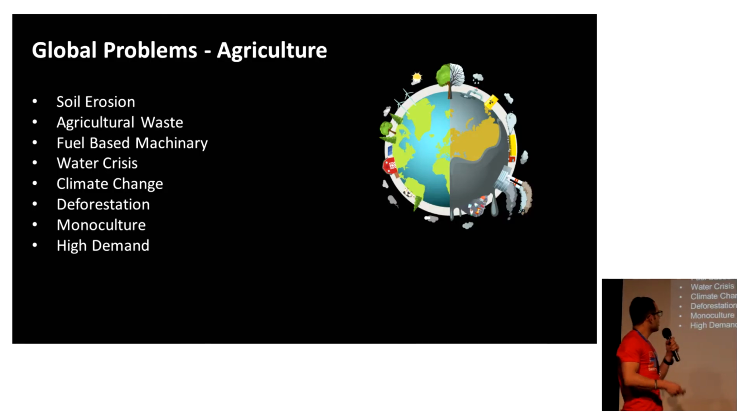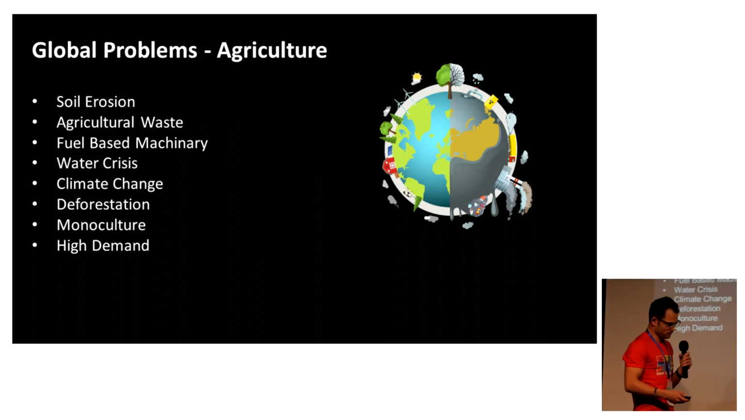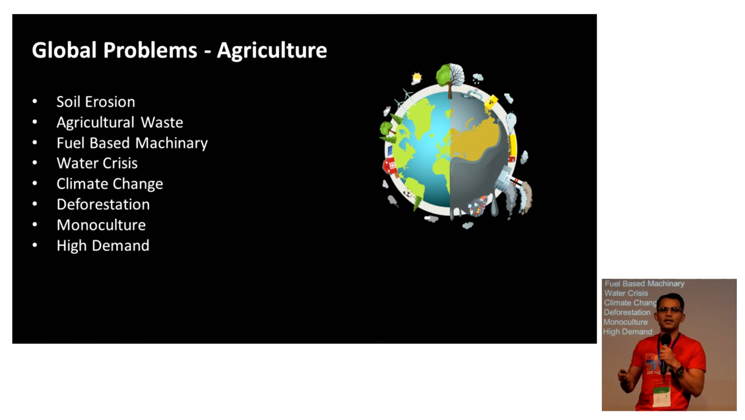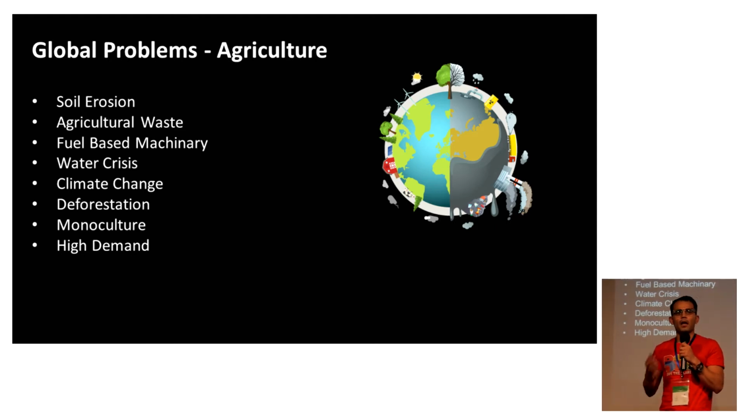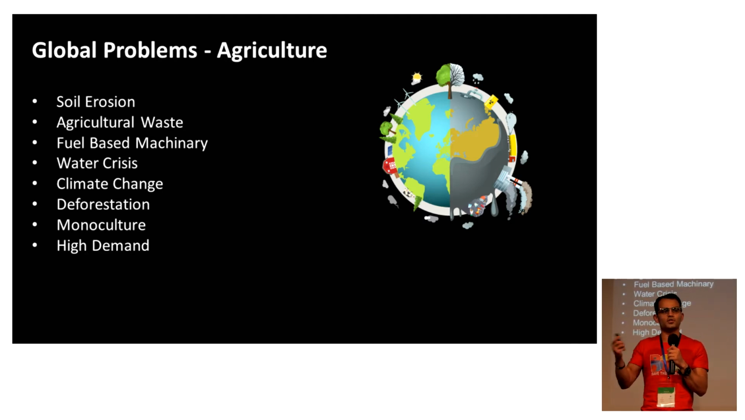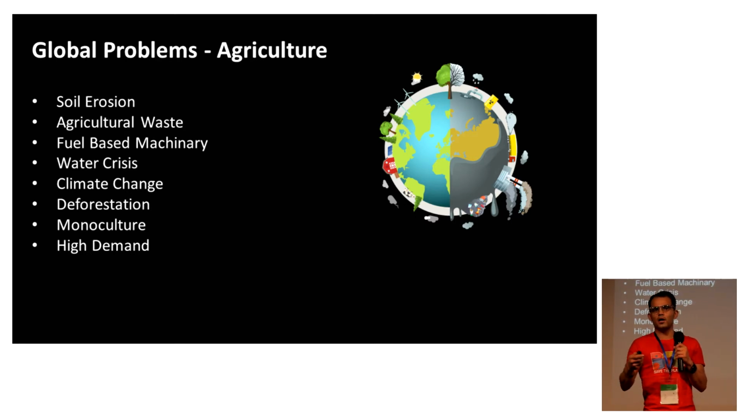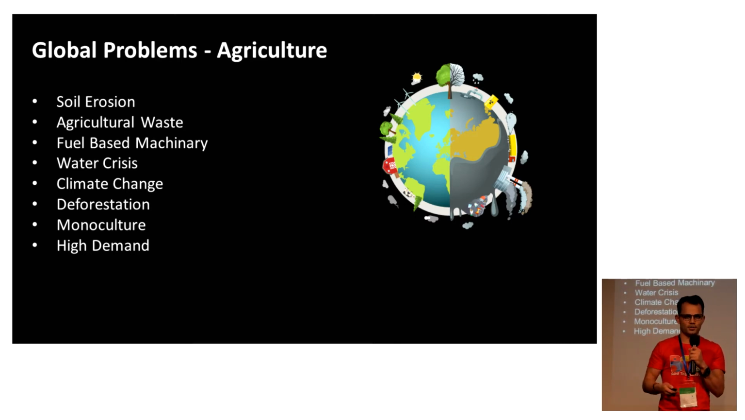If we look at a global level, there are several intensive problems in agriculture like soil erosion, agricultural waste, water crisis, and climate change. And all these problems are related to each other directly or indirectly. Like soil erosion directly results in deforestation, and deforestation results in climate change, high global warming, and the melting of glaciers.